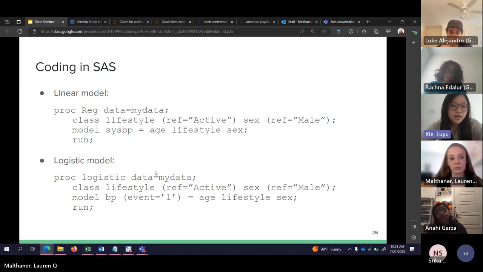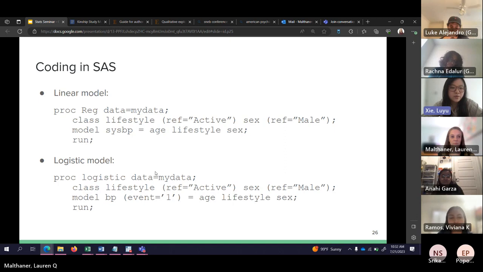Okay, so in SAS, if you want to do a linear regression, you just put proc reg and data equal to my data and put all your categorical variables after the class statement. Nice thing about SAS, you can assign the reference group you want. So for lifestyle here, I put ref equal to active. So the active will be my reference group. You can also change to sedentary, just change active to sedentary in the code. And also sex, we usually use male as a reference group.